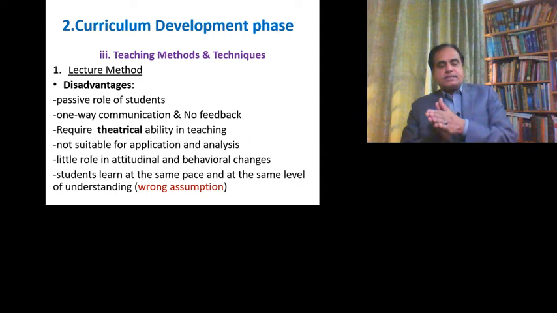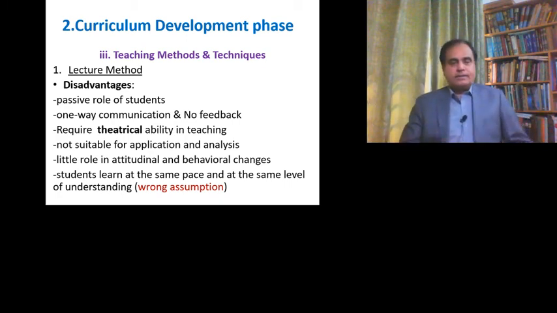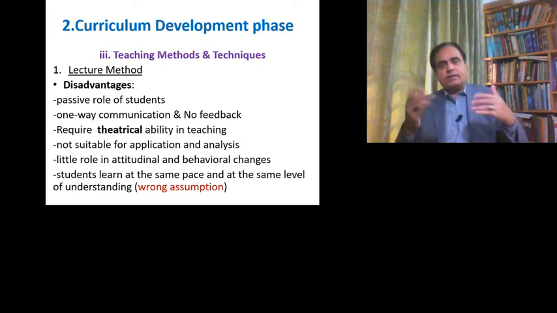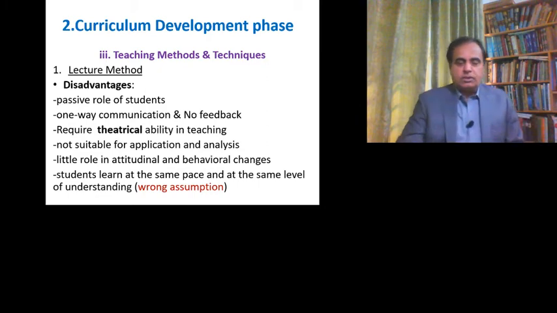Students are assumed to learn at the same pace and at the same level, all the students at the same level of understanding, which is a wrong assumption. The 40 students sitting in front of the lecturer are not equal in their abilities, in their way of learning, in what they are comfortable with one way or the other. Maybe the lecturer is using a lecture technique which suits some of them but does not suit others.